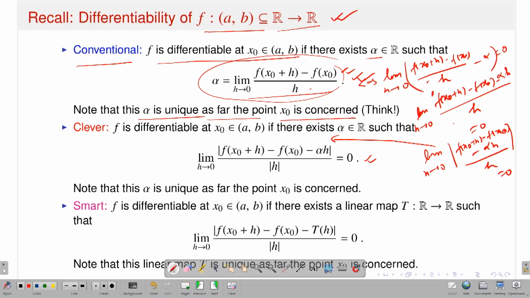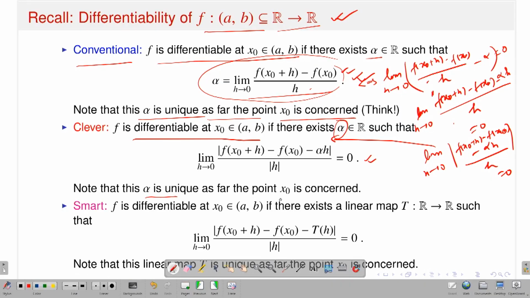So, I am saying that f is differentiable at x naught if there exists an alpha such that limit h approaches 0 of modulus of f of x naught plus h minus f of x naught minus alpha h, mod, divided by mod h is exactly equal to 0. That I can see, right. Earlier definitions you can convert to that form. So, in that way I would like to see my definitions. Again here alpha is unique as far as my point x naught is concerned.